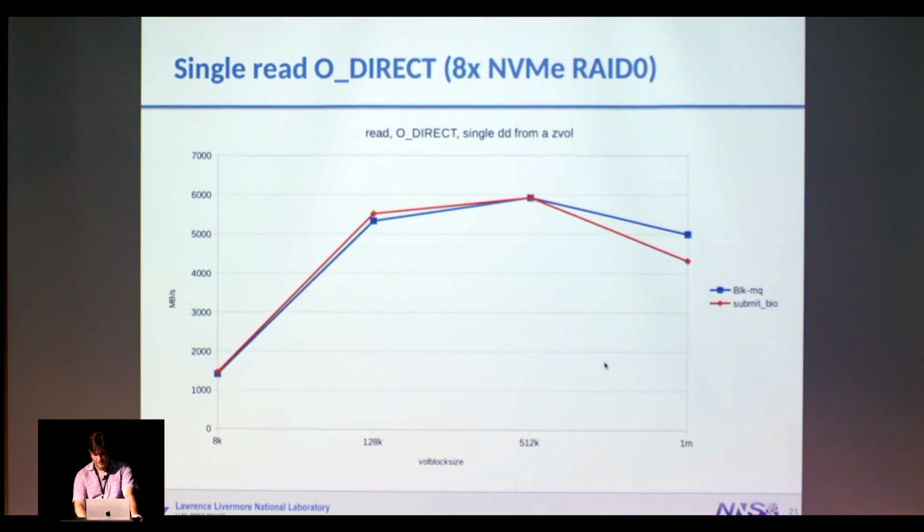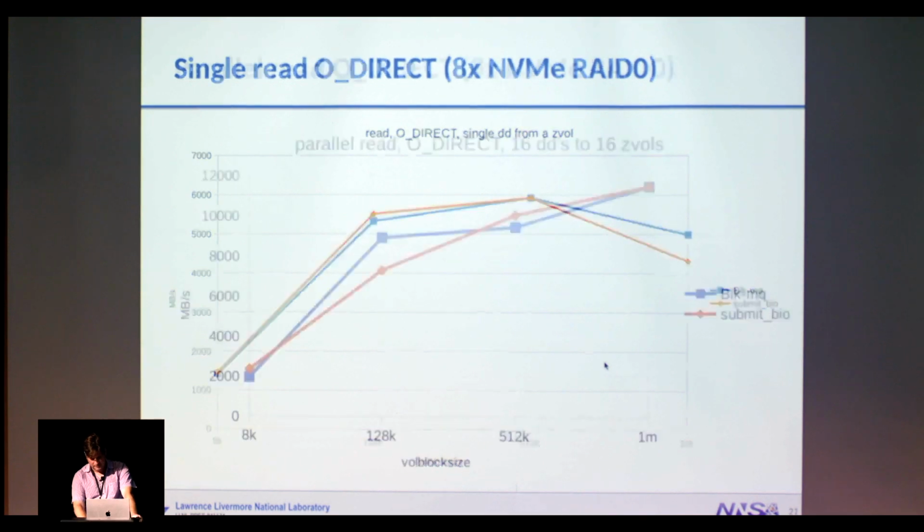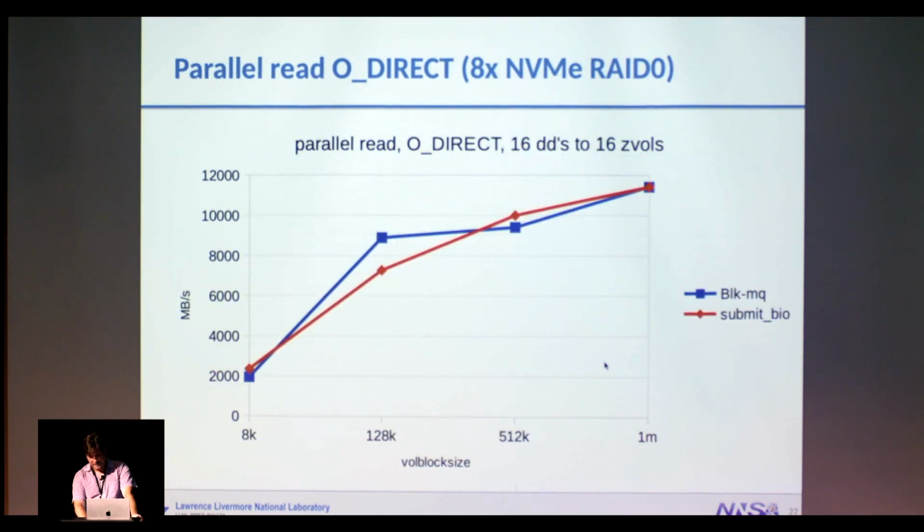Now single read with O_DIRECT, they basically perform the same. blk-mq is a little bit faster with 1 megabyte blocks. And then parallel read with O_DIRECT, they basically perform the same. I think some of the differences you see here is just test noise.